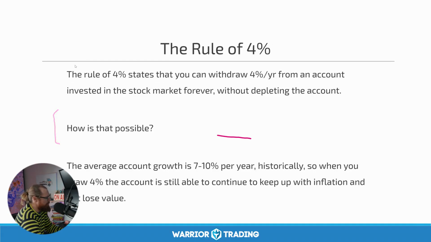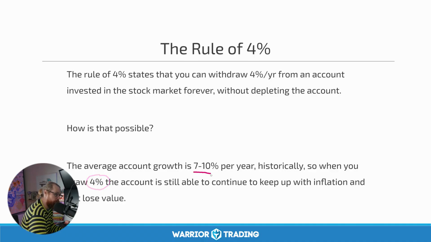The rule of 4%. It's been well established and popular for generations. The rule states that you can safely withdraw about 4% from an investment account each year, pretty much indefinitely, without depleting the equity. How is this possible? Well, the average account growth is 7 to 10% a year, again depending on the investment allocation between stocks and bonds. But in any case, 7 to 10% per year historically. So when you draw out 4%, the account is still growing and even keeping up with inflation.